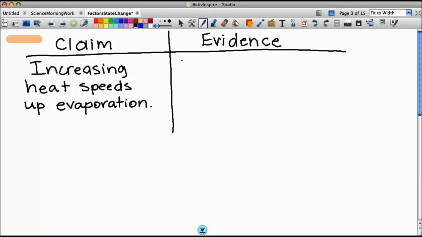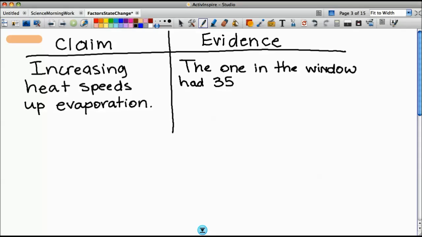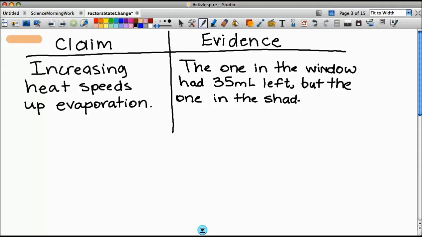Let's write the one, oh, here we go. The one in the window, oh, this thing, I'll tell you, had 35 milliliters left. But the one in the shade still had 37. And the shade said 37 milliliters left.